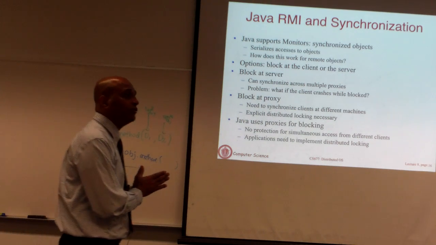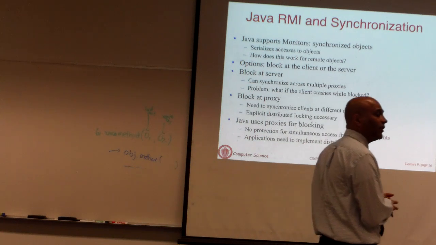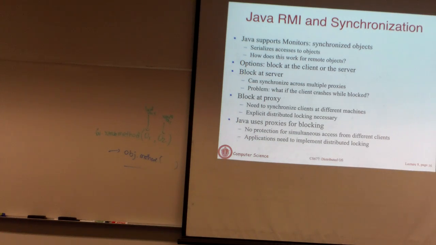And now, if you have used synchronization in Java, you will know that it is very easy to implement. There is one keyword called synchronized. If you have any public method and you stick the keyword synchronized in front of it, Java will automatically implement a lock for that object. And then all method calls will become synchronized.